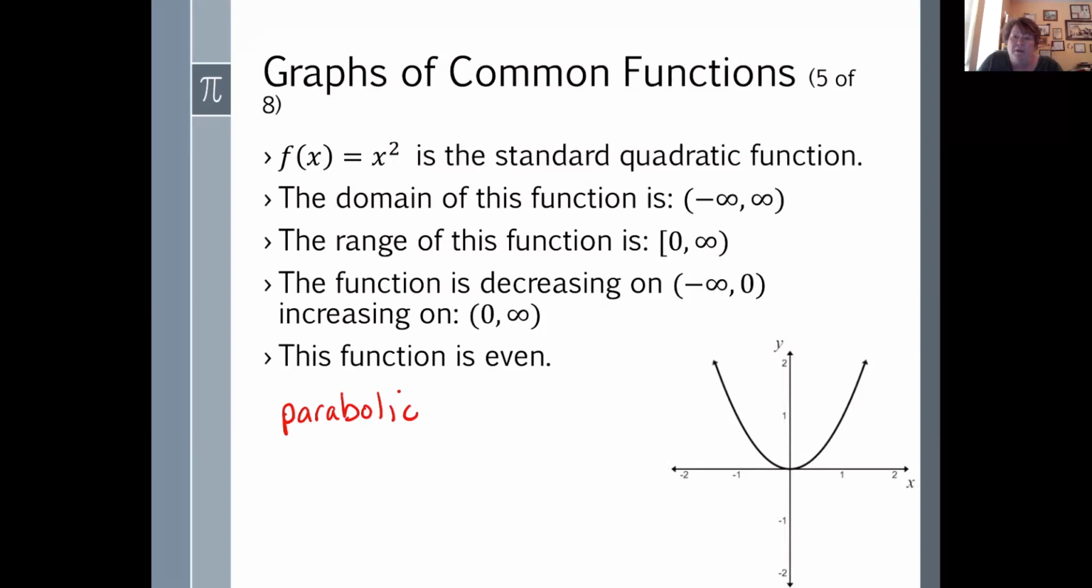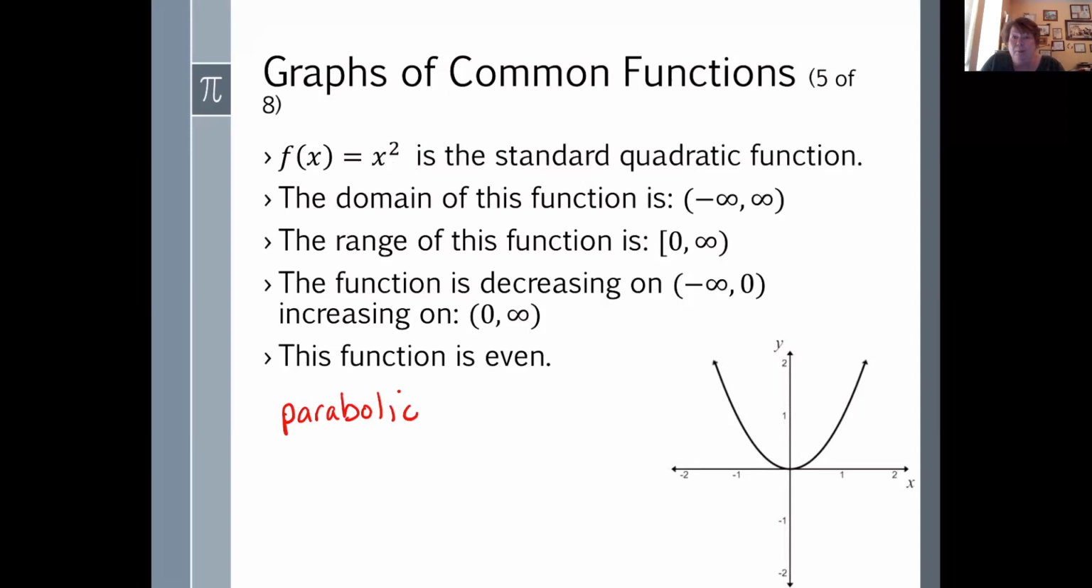The domain of the standard quadratic function is the set of all real numbers. You can input any real number and square it. But what happens when you input a real number and you square it? If you square a number, it's going to force it to be positive. So again, the range of this function is the set of non-negative real numbers.